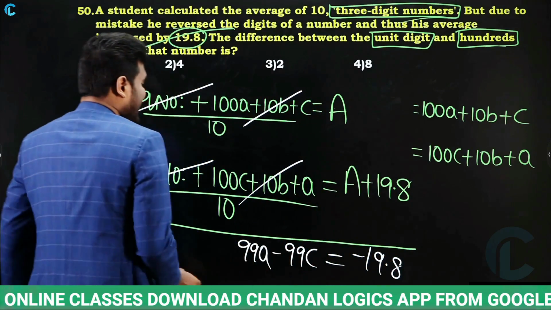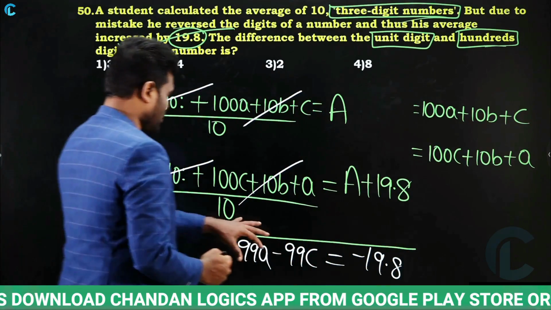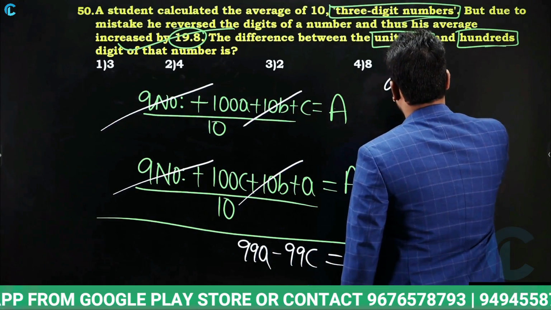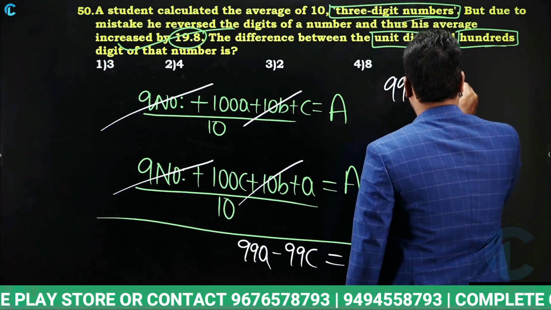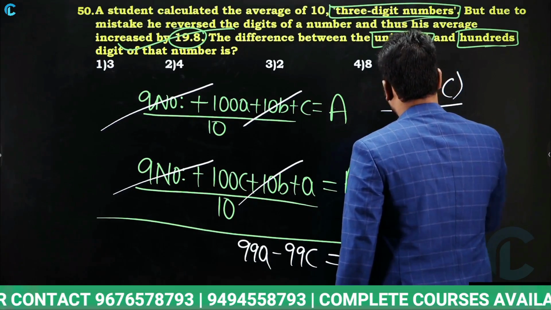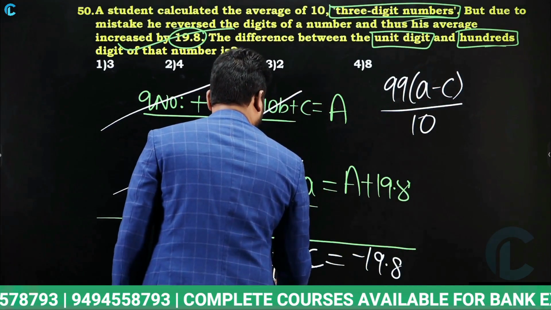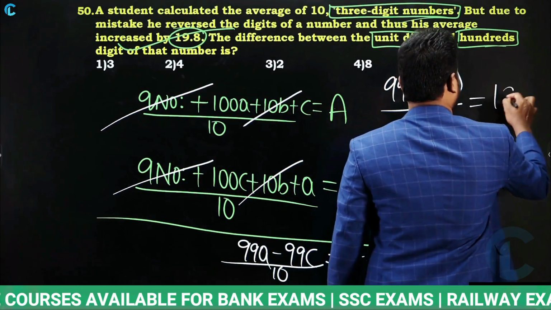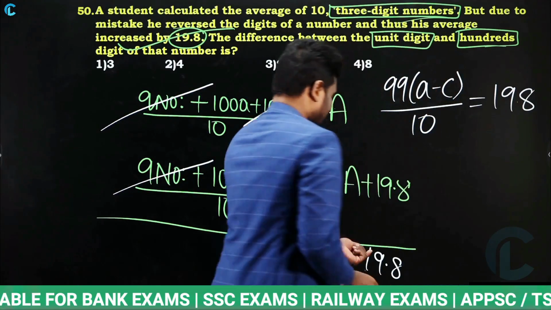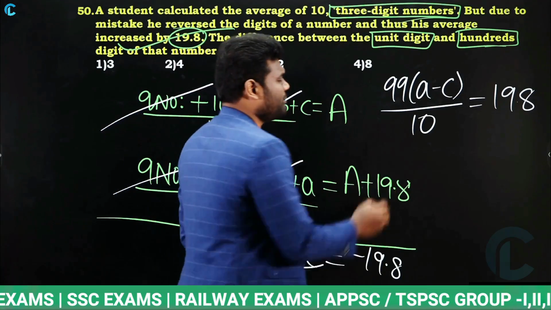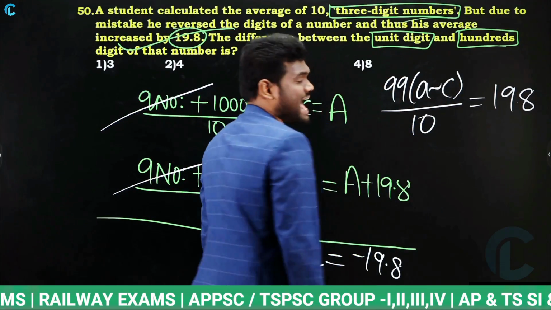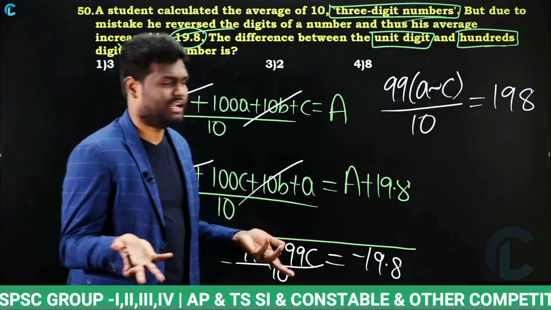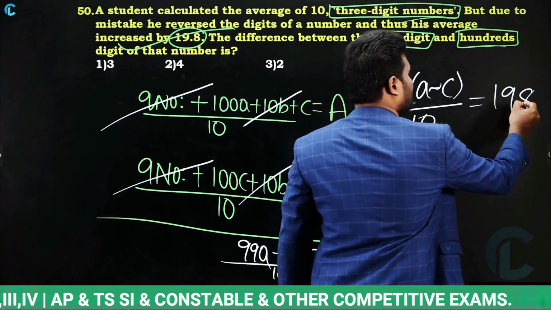Now, if I take 99 common, it is 99 into (A minus C) divided by 10, because as this is an average, don't forget you need to divide by 10, is equal to 19.8. The negative value is not really important, because we are trying to calculate the difference. As it is a difference, it may be A minus C or C minus A. It's not really important.